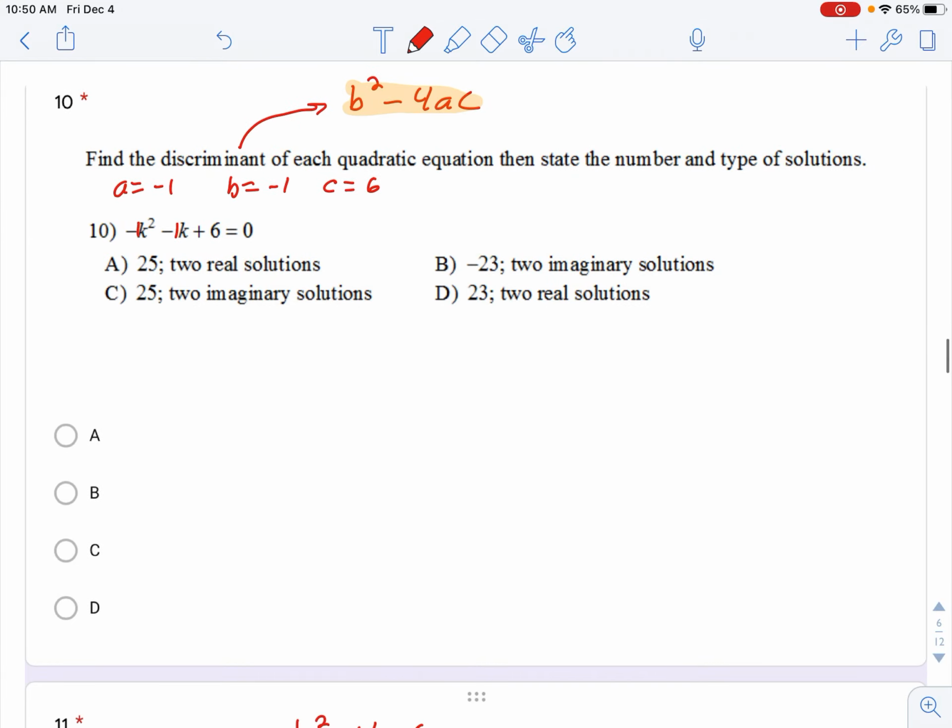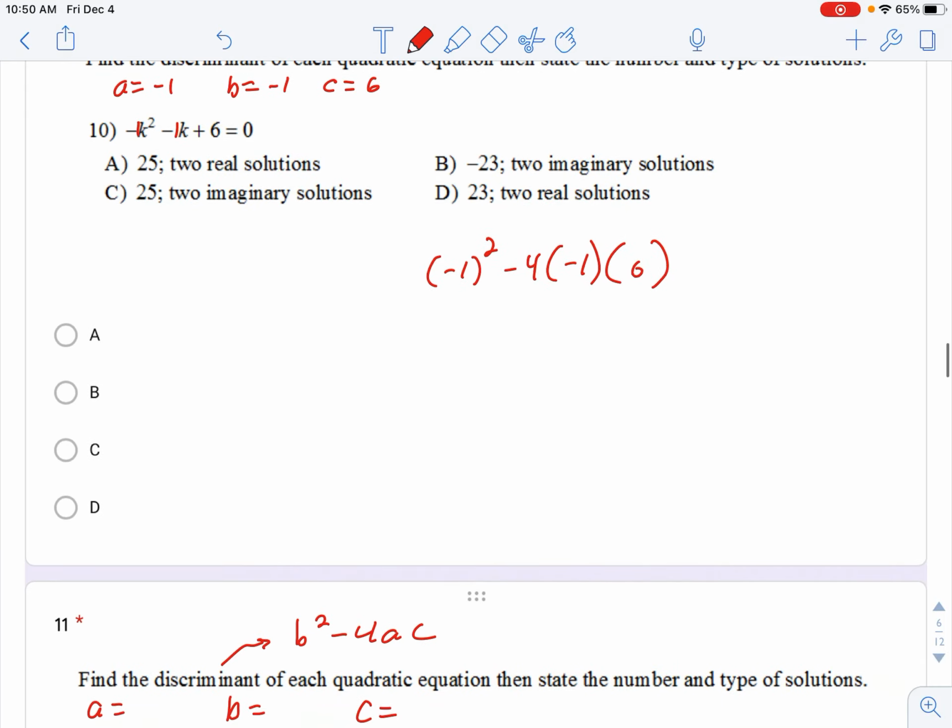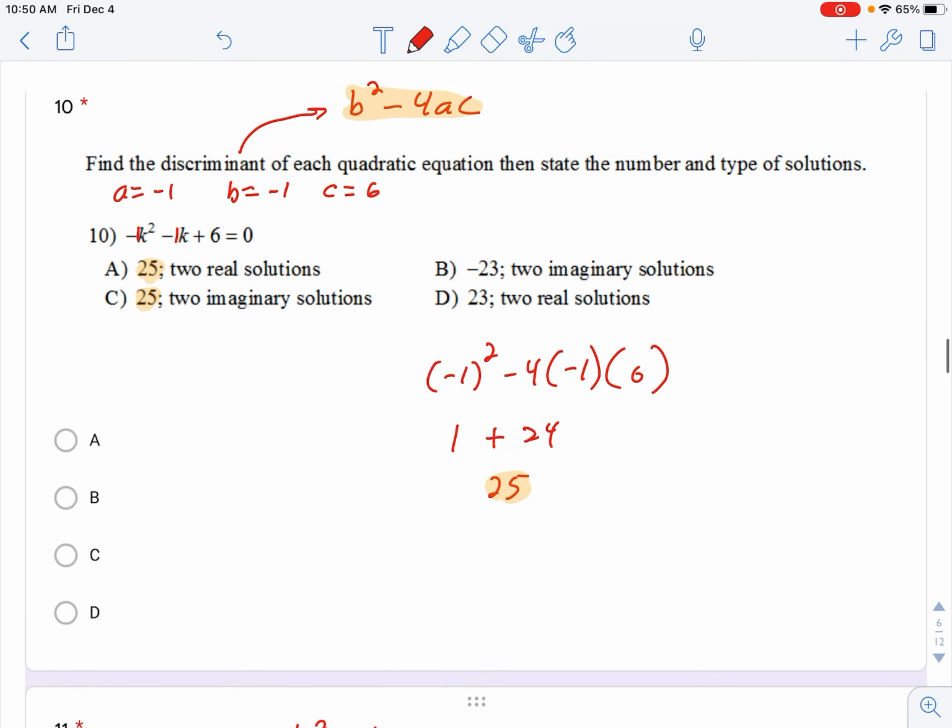So I need to plug those numbers into that formula. So -1 squared minus 4 times -1 times 6. If I square -1, I get +1. -4 times -1 is going to be +4 times 6 is 24. 1 plus 24 is 25. So the discriminant is 25. That means it could be A or C. What does that mean? If you go back to the lesson, anytime the discriminant is greater than 0, meaning positive, which in this case 25 is a positive number, there are 2 real solutions.